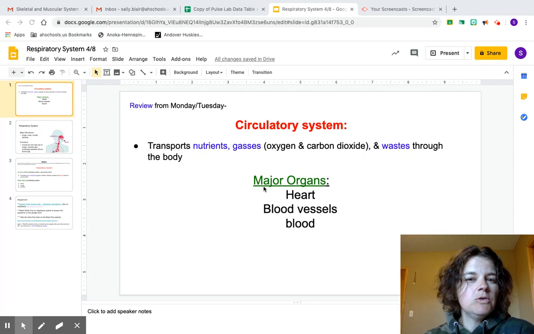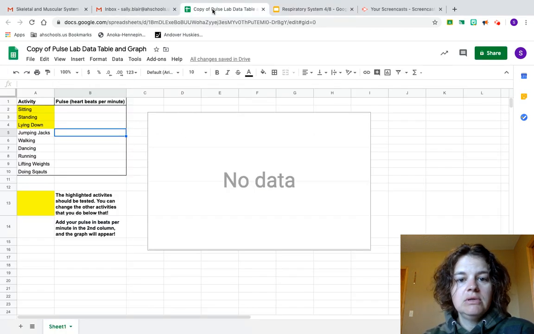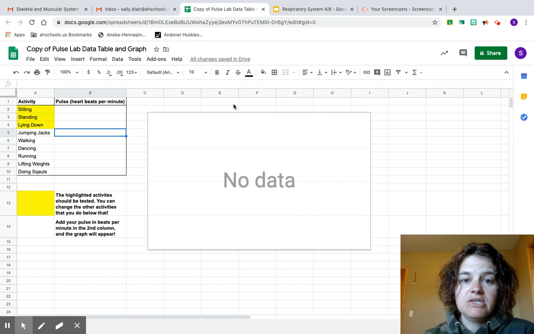If you were confused yesterday or you didn't get to it, I'm going to show you on my slides how you can do that. And still turn it in to me, please, so I can give you credit. Just as review, circulatory system. I'm going to bring you up to this data table that I left you yesterday. The yellow ones I want you to do for sure. Some of you did the other ones, but you didn't do the yellow.